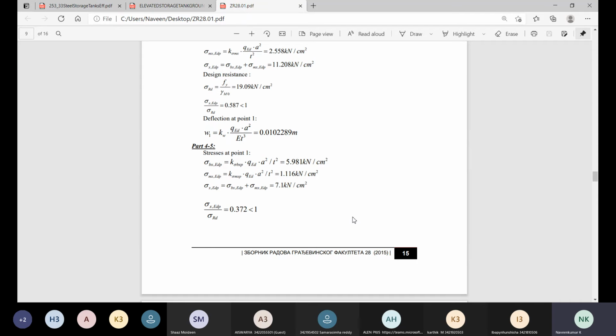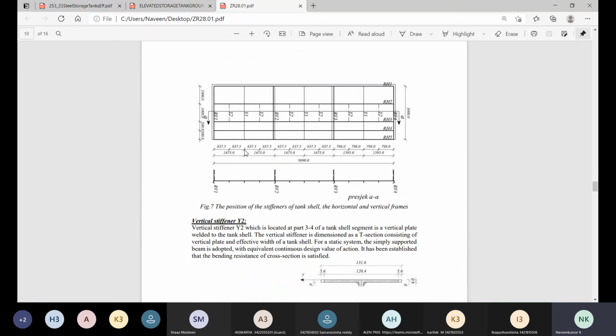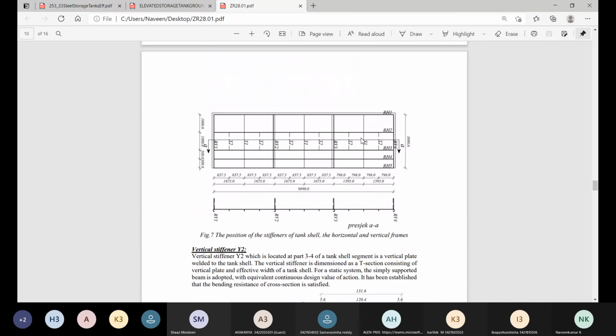If it exceeds the permissible limit, then you have to go for redesigning the structure. You design the structure again, and after redesigning, you go for the detailing again. This is the way you proceed with your design. Some of the detailing they have given: they decided the thickness of the steel plate going to be used, and what the dimension is.